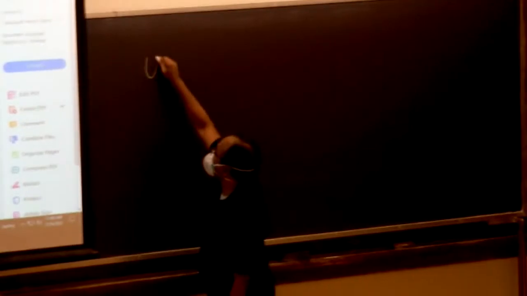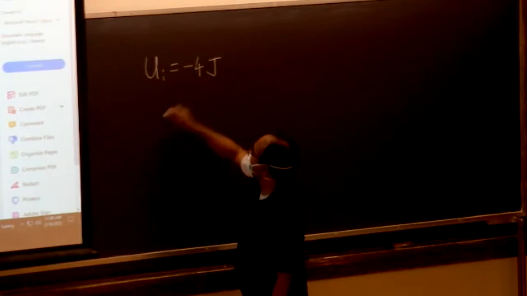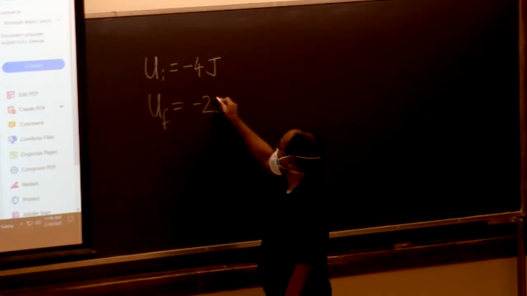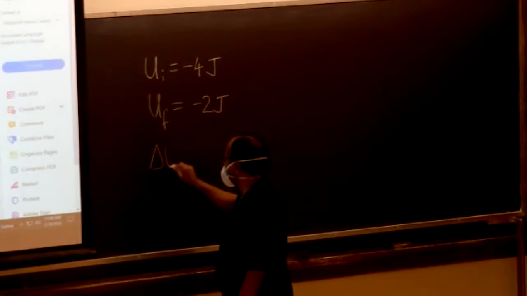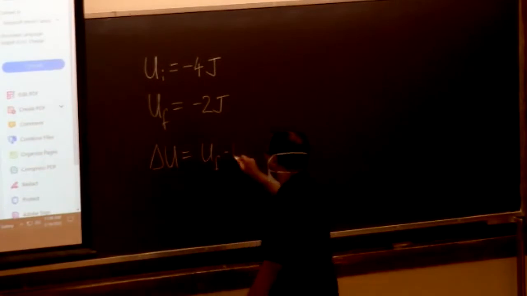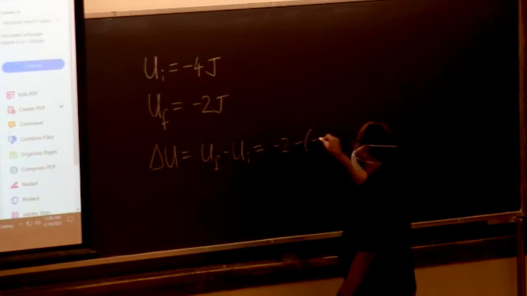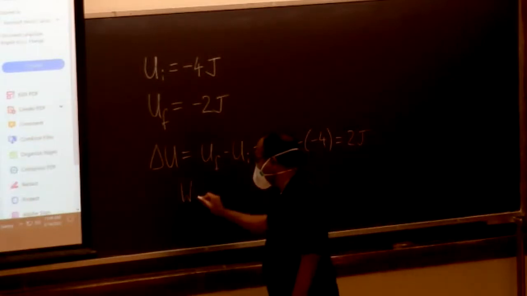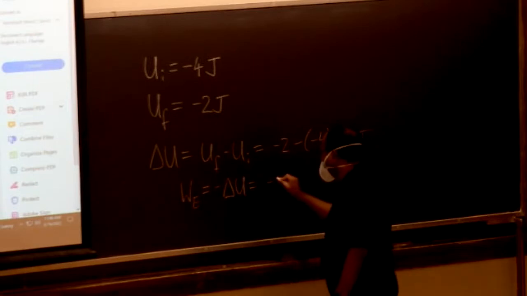So let's work through it. We have U initial is -4 joules. U final is -2 joules. Is everyone okay with this? And so then we have delta U, U final minus U initial, which is -2 minus -4, is 2 joules. And then the work done by the electric field is negative delta U, so -2 joules.